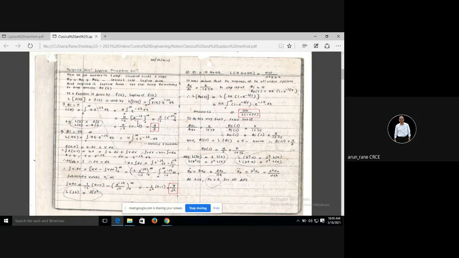Now you have to substitute these limits, 0 to infinity. So if you substitute these limits, then what will you get? If you have paper and pen, you can just try and check.